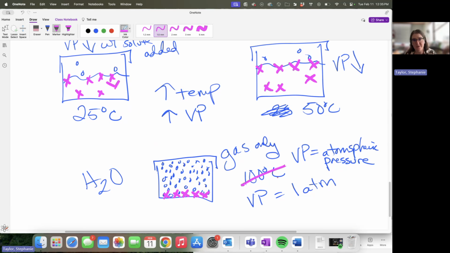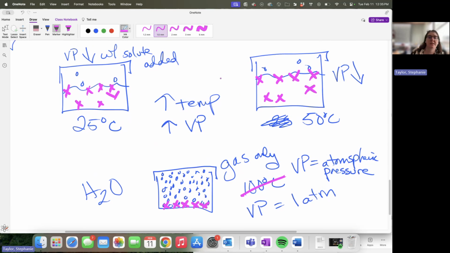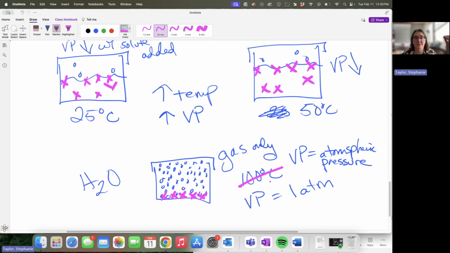This can't happen anymore at 100 degrees Celsius, because I didn't have as high of a vapor pressure at 25 degrees Celsius or at 50 degrees Celsius. So I'm going to need an even higher temperature. We'll just go with like 102 degrees Celsius to actually make that same thing happen. So we're still looking to raise the vapor pressure to the atmospheric pressure, but because of the vapor pressure lowering effect, your vapor pressure has farther to go, essentially. It just has farther to go.